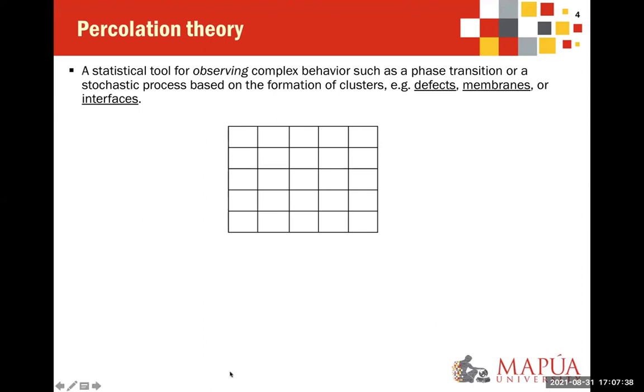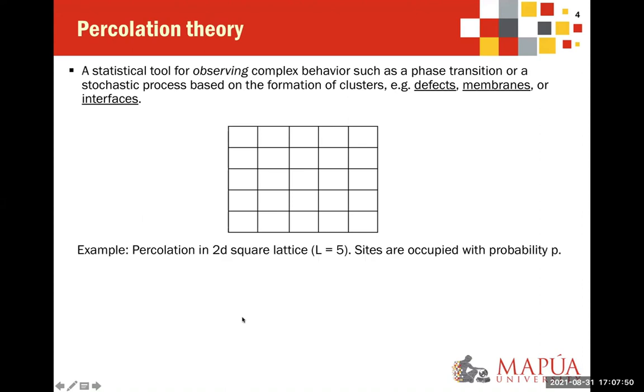Here is an example of a percolation model in a two-dimensional square lattice. So each square represents a site, and each site is given a probability P. The system will percolate, forming clusters depending on the probability of each site.